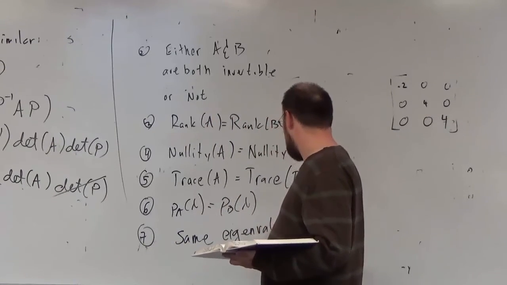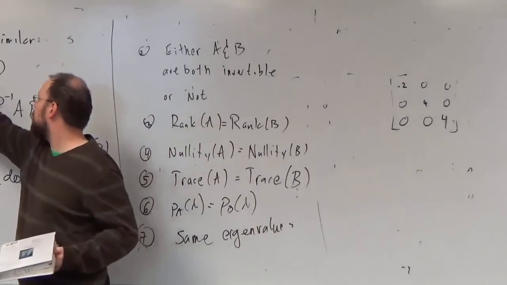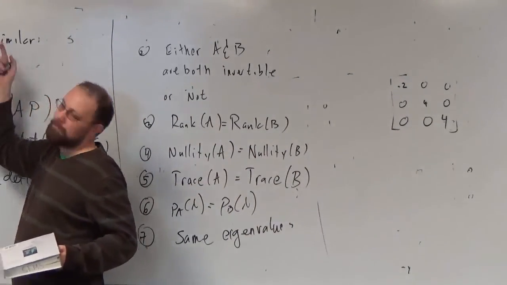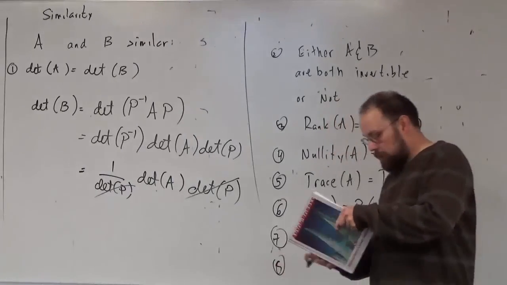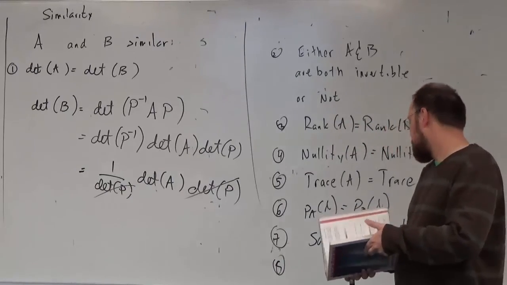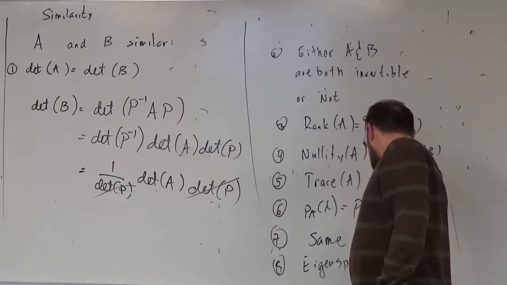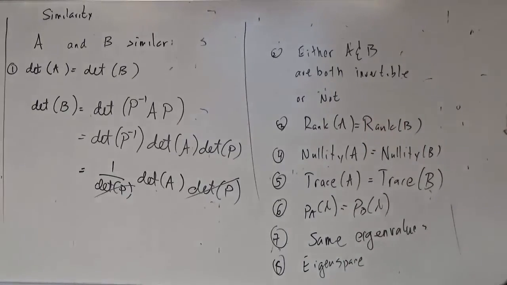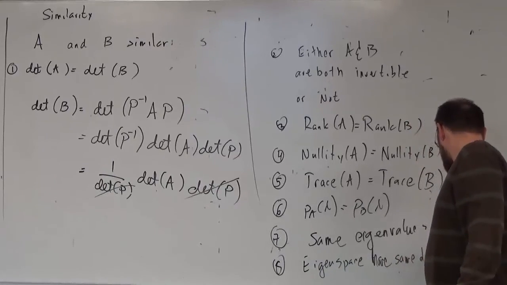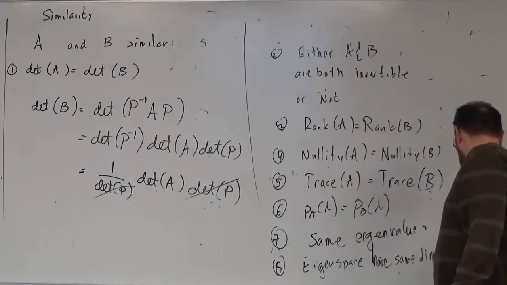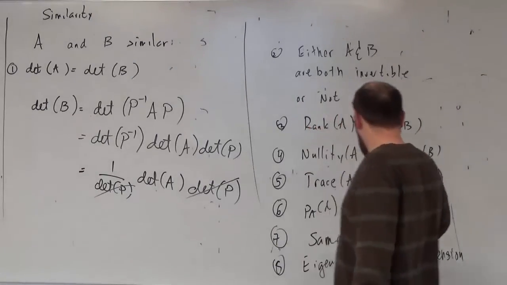You can especially see this if A and B are both diagonalizable. Then you can turn one into a diagonal matrix and the other one into the same diagonal matrix, so the same eigenvalues. And finally, the eigenspace dimension is the same. They have the same dimension. And again, this is if A and B are similar, then you can say this.